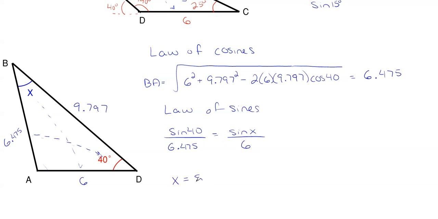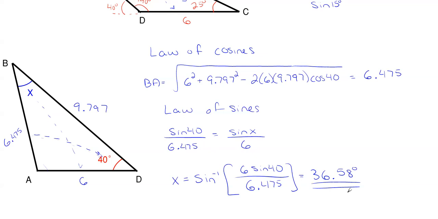And we end up with x is equal to the sine inverse of 6 times the sine of 40 divided by 6.475. And this gives me an answer, once again, rounded off, of 36.58 degrees. And that's how you would find that missing angle of x utilizing the law of sines and law of cosines.